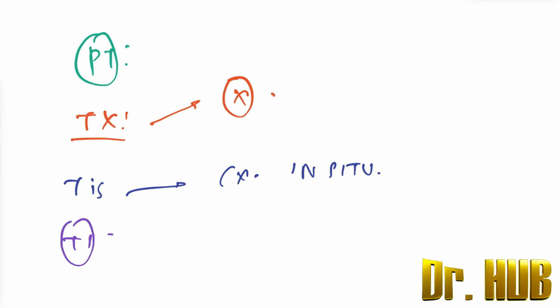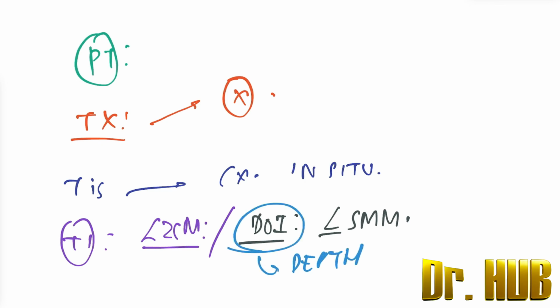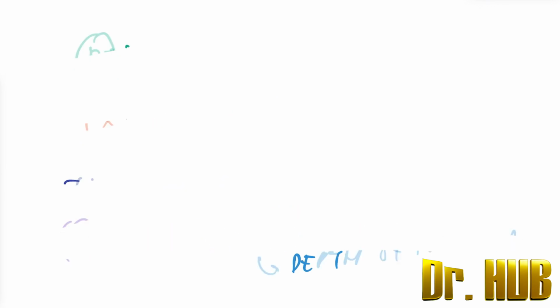Now, T1 means the tumor is less than 2 centimeters, and the DOI is less than or equal to 5 mm. DOI stands for depth of invasion. This is to be noted: it is the depth of invasion and not the tumor thickness. Next we move on to T2.